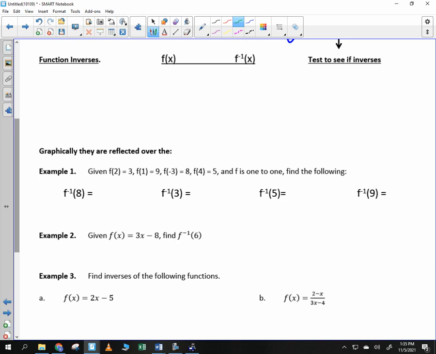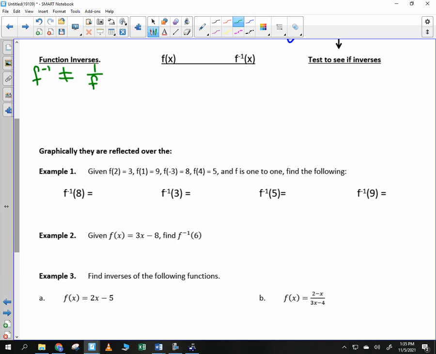Function inverses. First of all, f inverse does not mean 1 over f. Do you see why people might want to write it that way? Yeah, we're used to seeing, if you see a negative, drop it to the denominator. That's not what we're talking about at all.